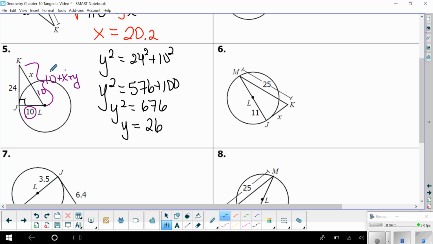So if this right here, if y is actually 10 plus x, then if I subtract my 10 here, x equals 16.